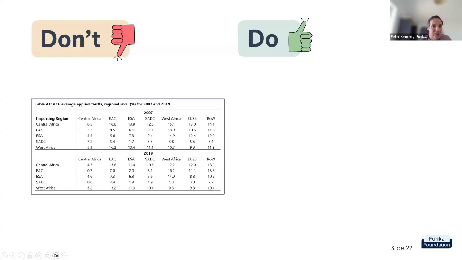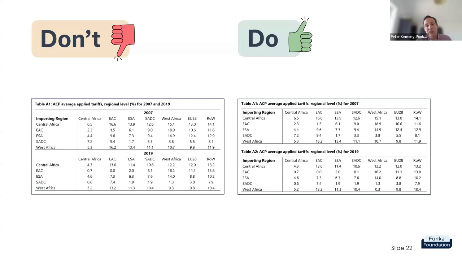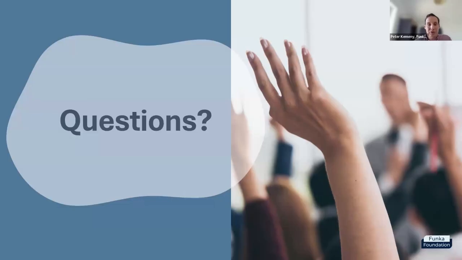There are 2 timelines. There's the data from 2006-07 and the 2019 data presented in the same table. It's much better if you just separate this into 2 tables. It will be much easier to understand and to navigate it. So that's what I wanted to tell you about tables.